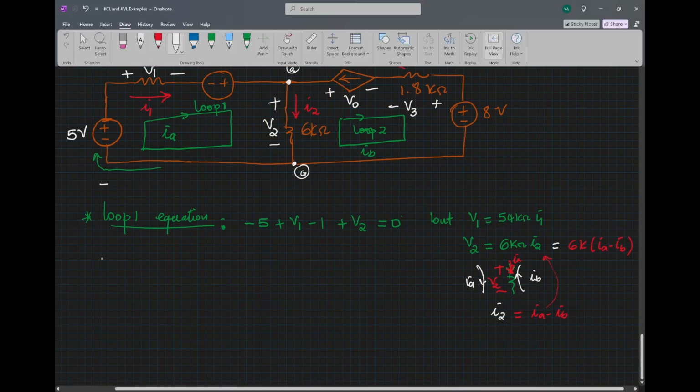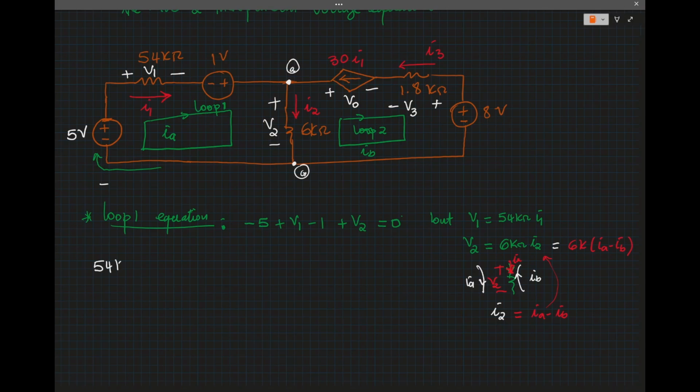So V1, which is 54K I1, plus V2, which is 6K. So IA equals I1, right? We know that IA equals I1. So 54K IA plus 6K (IA minus IB) is equal to 6. So that's my first equation.